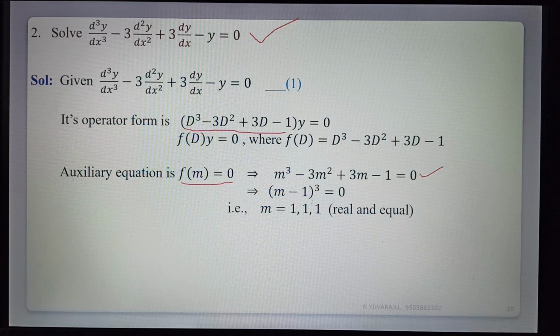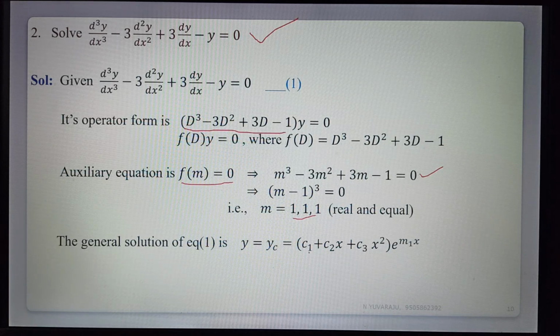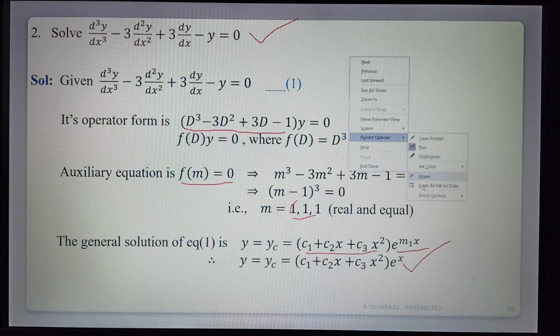So the three roots are equal: 1, 1, 1. These are three real and equal roots. The formula for m1 = m2 = m3 is (c1 + c2 x + c3 x²) e^(m1 x), with three arbitrary constants c1, c2, c3. Substituting m1 = 1, we get y = (c1 + c2 x + c3 x²) e^x. This is the solution of the given homogeneous equation.